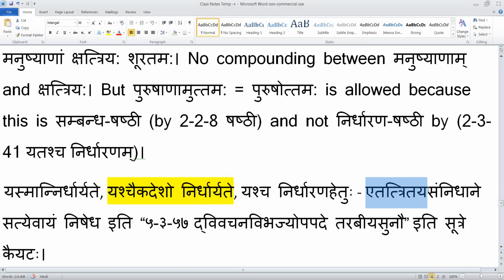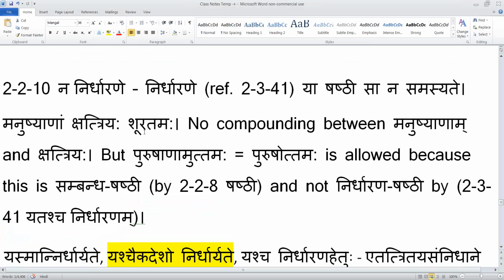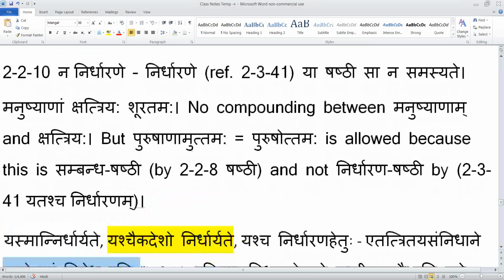When these three are present, etat tritaya sannidhane sati eva ayam nishedhaha. This nishedha of na nirdharane only comes when all three are present. And the nirdharyamanam, the one which is being singled out, will not compound with the shashtyantam padam. So when you say purushanam uttamaha, you should say purushanam Ramaha uttamaha. Among men, Rama is the best.